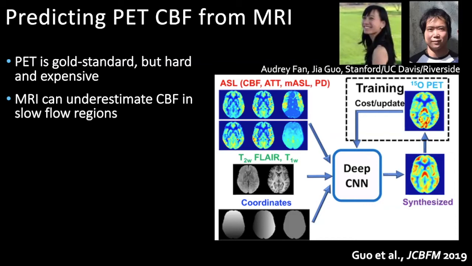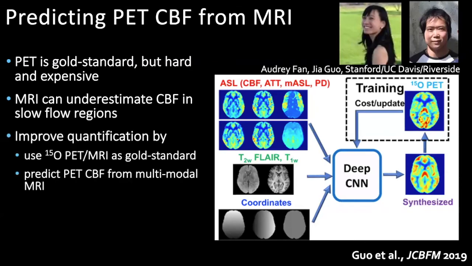And the basic idea was, PET is a gold standard for blood flow, but very challenging because of things like a 2-minute half-life for the tracer. You need a cyclotron standing by at all times. And MRI does pretty well at measuring blood flow, but in some cases, especially in areas with slow flow, it doesn't perform so well. So could we fix it with a deep learning network?